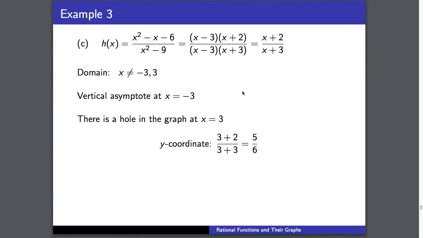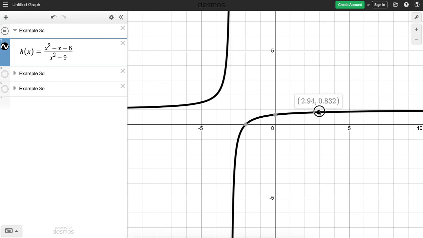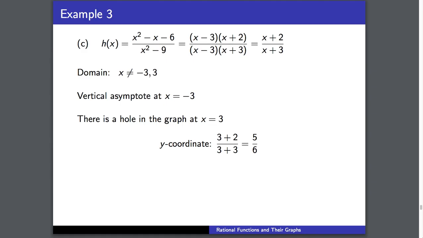The y-coordinate, just plug that 3 into our simplified expression here. So we get 3 plus 2 over 3 plus 3 is 5 over 6. So the y-coordinate of this hole in the graph is 5/6, which is 0.8, and then the 3 is repeating. So a hole in the graph at 3, and then 5/6.